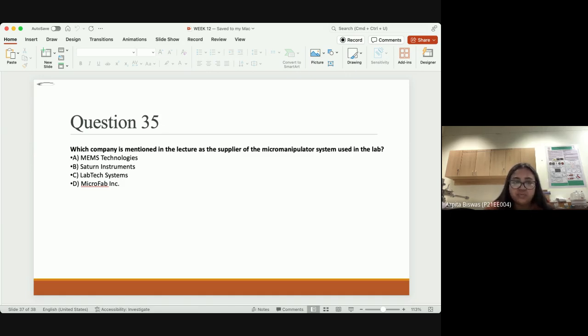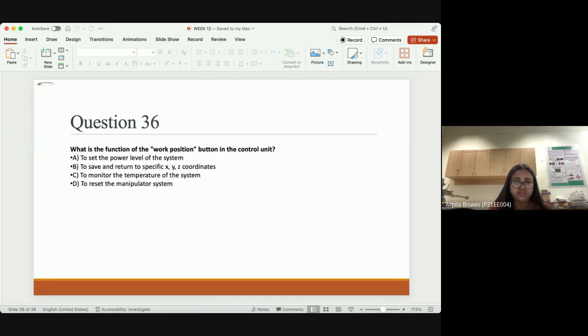So the right option is option B, the Saturn instruments. Okay. So next move toward question number 36. So this is the last question. What is the function of the work position button in the control unit?